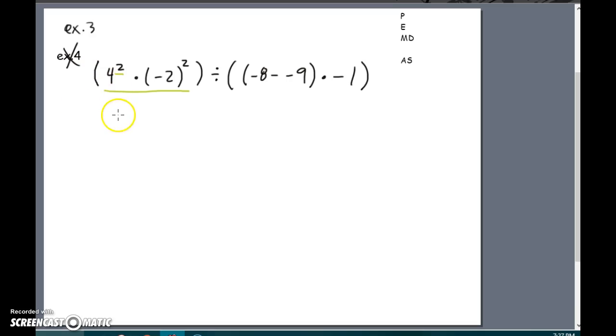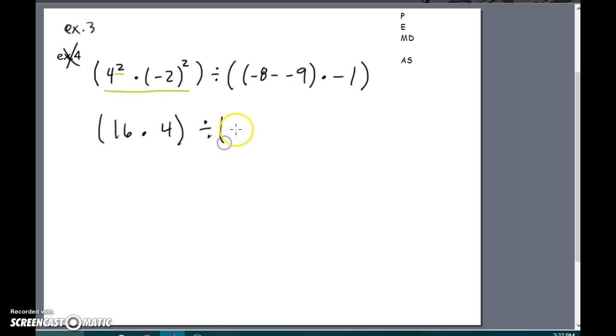So we've got 4 squared. What is 4 squared simplified to? 16 times negative 2 squared. Hopefully you put it in parentheses this time since it's in parentheses. You should get a positive 4. A lot of students would say negative 4 here because they see a negative and think it's negative. It's not. It's not negative. Negative 4 times negative 4, positive.